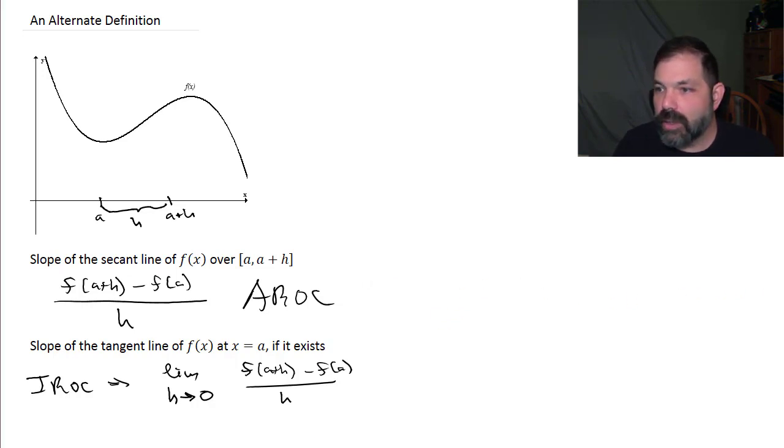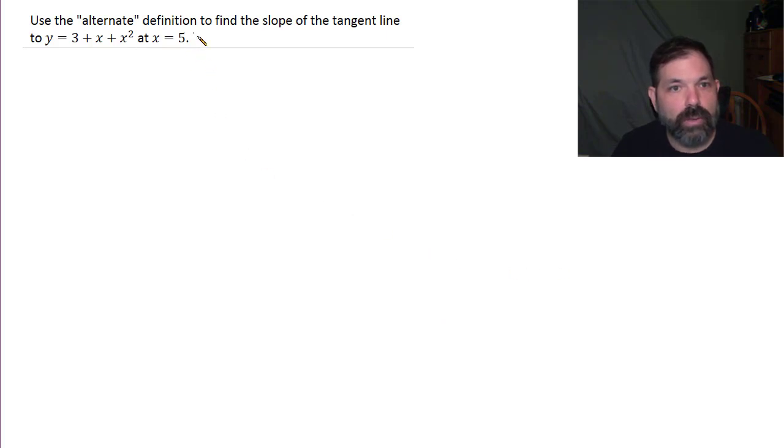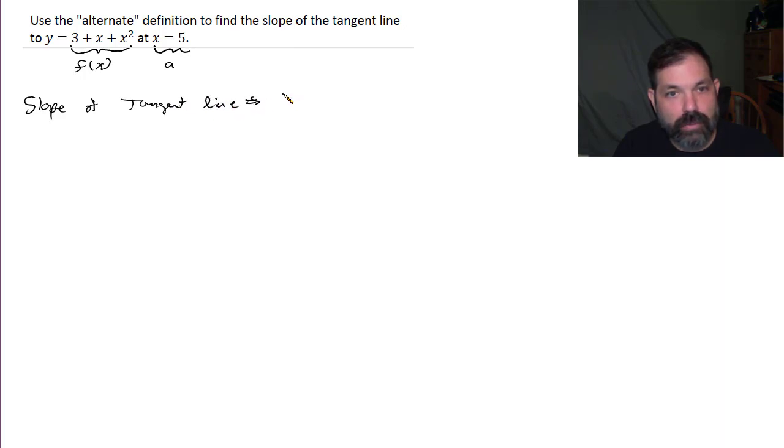All right, so let's use that alternate definition. It asks us to find the slope of the tangent line to y equals 3 plus x squared at x equals 5. So at x equals 5, I'll take that as my a value, and I'll take the 3 plus x squared to be my f of x, my function. Then the slope of the tangent line, that's an instantaneous rate of change.